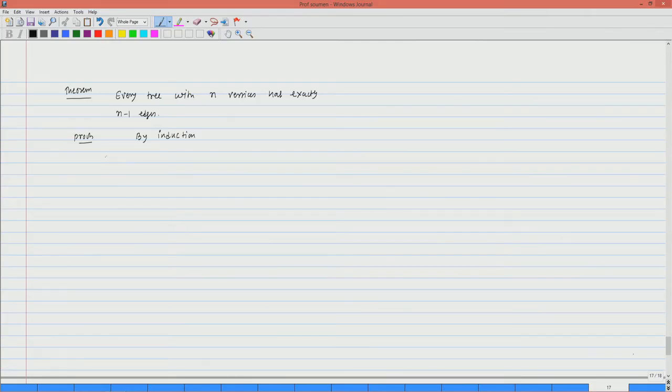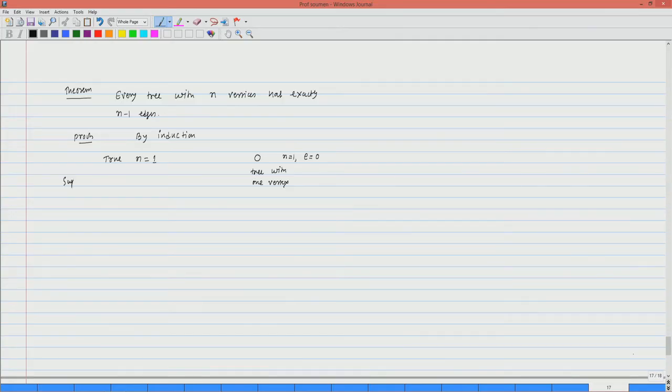So, induction goes in this way. First check whether this result is true for n equal to 1. So, n equal to 1 means a tree with only one vertex. This is the tree with one vertex. So, n equal to 1 here, and the number of edges is equal to n minus 1, which is 0. It has no edge. So, this theorem is true for n equal to 1.